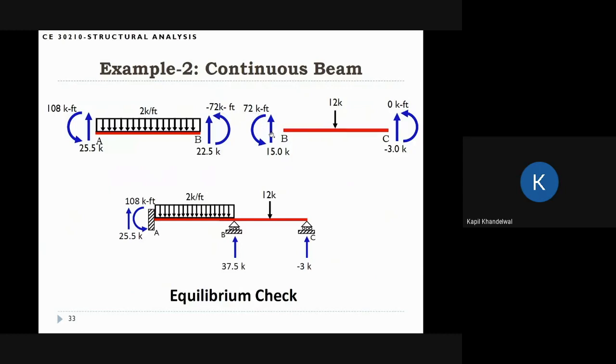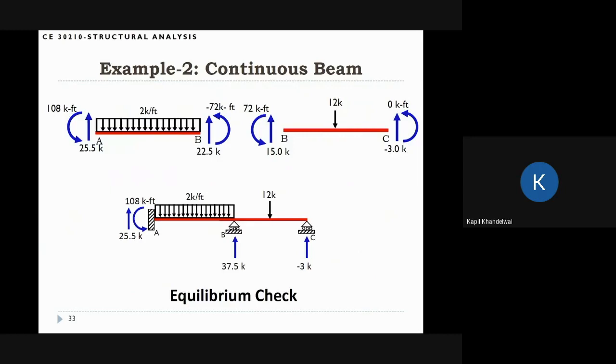Okay, so if we join these pieces together, this 72 is going to cancel with 72 because there is no external movement applied at B. And finally, if you add these two, 22.5 and 15, you'll get the support reactions here. And finally, these two forces here actually are the support reactions. So the whole thing actually joined together in a nice way, and the entire thing is under equilibrium.